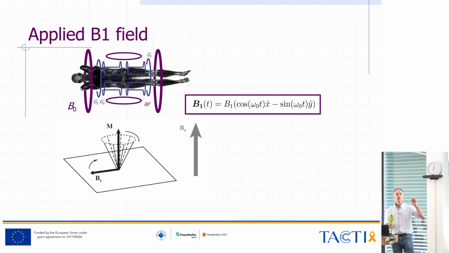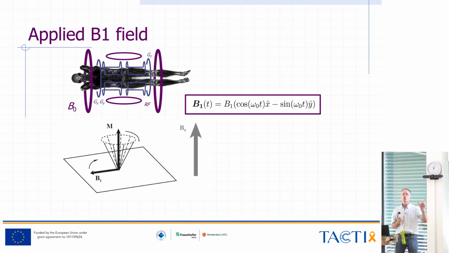I could also make a stronger magnetic field. So if I would use twice the amplitude of my RF pulse, the precession will be faster, twice as fast. So if I double the amplitude of a 90-degree RF pulse, it will result in 180 degrees, 2 times 90 degrees.